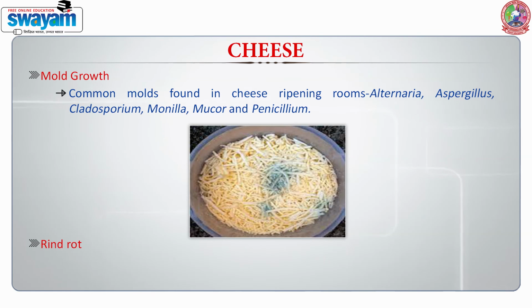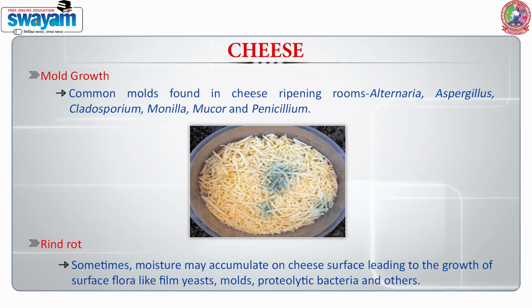When we talk about the cheese, another defect which is associated with the cheese is the rind rot. The rind undergoes a spoilage pattern which is due to the accumulation of the microorganisms on the cheese surface. These can be the film yeast, these can be the molds, these can be the proteolytic bacteria, and at times we also see the microflora from the air contributing to this particular defect.